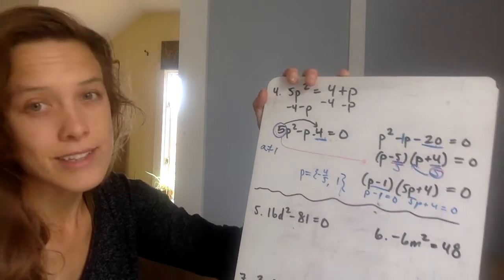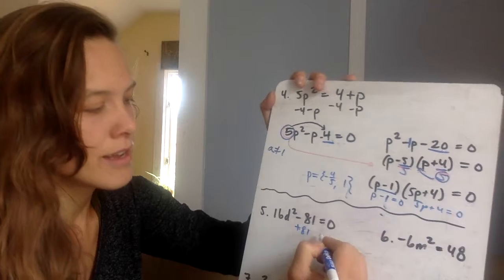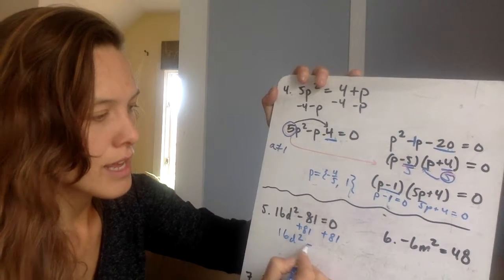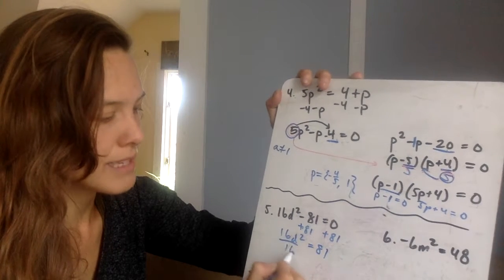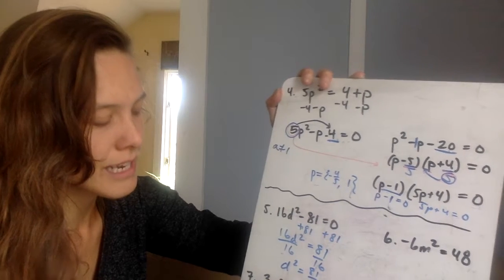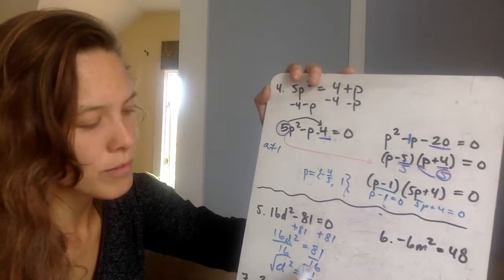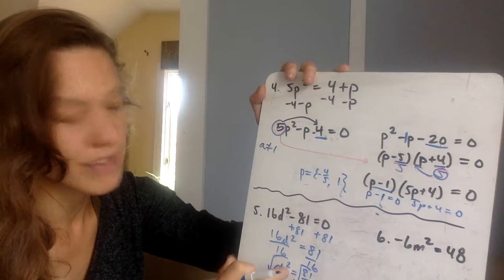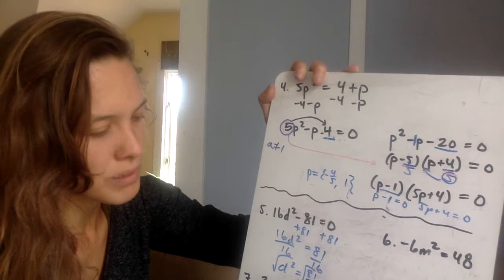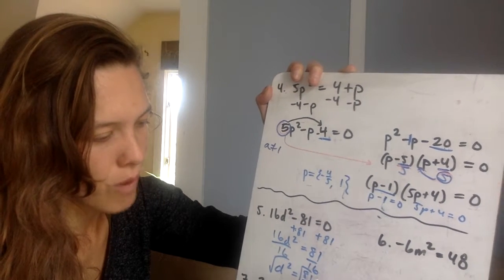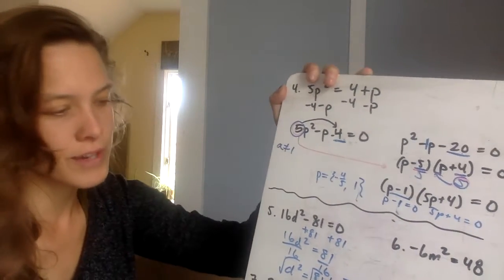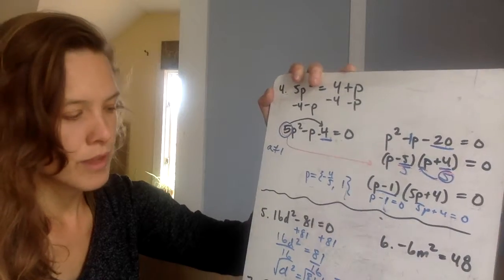And what I mean by taking square roots is that when I add 81 to both sides, I can do 16d squared equals 81, divide by 16, divide by 16, I get d squared equals 81 over 16, and then I can take the square root of both sides because I have a variable being raised to a second power across from a number here. So then I get d equals plus or minus 9 over 4 in this case. The square root of 81 is plus or minus 9. The square root of 16 is plus or minus 4.